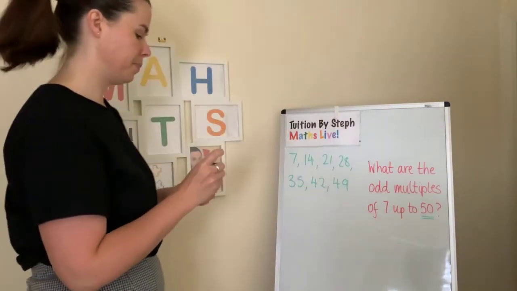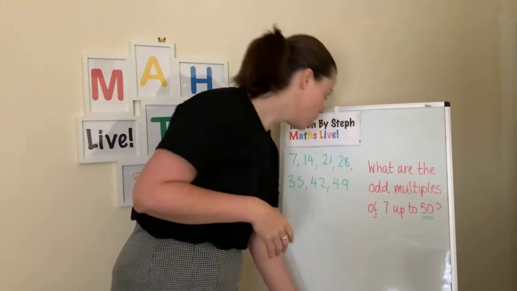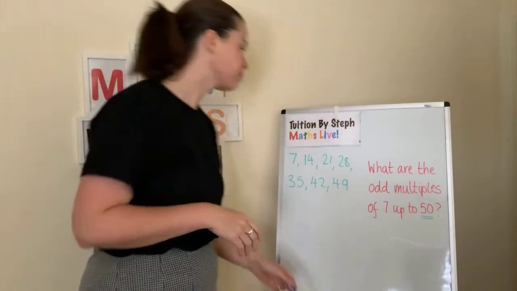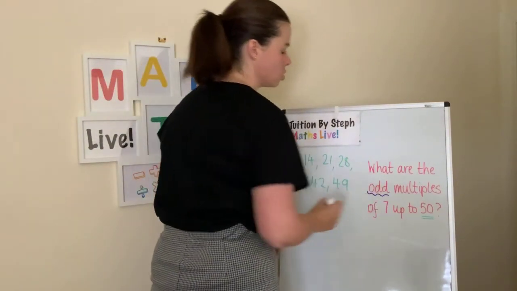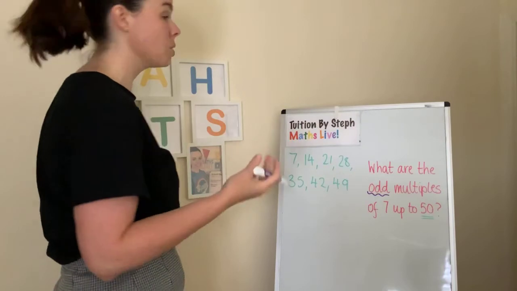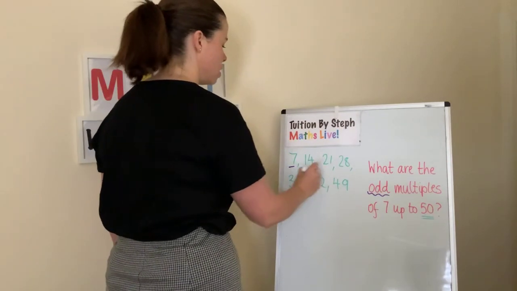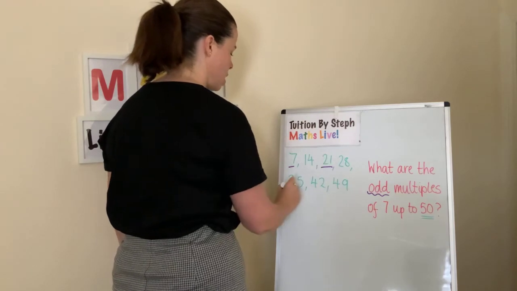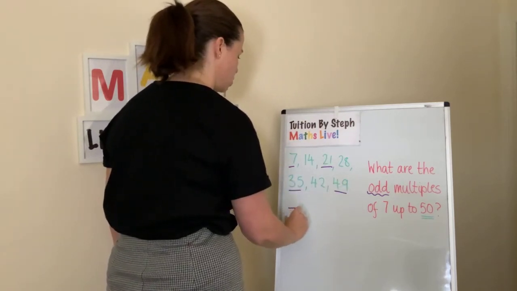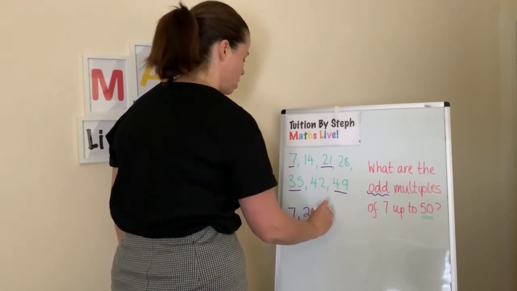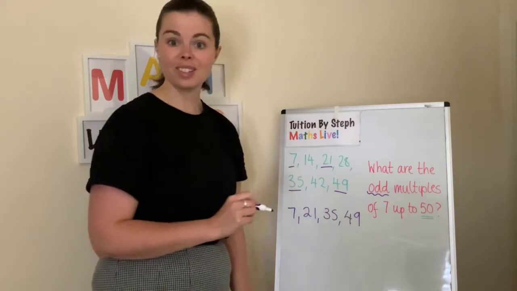at 49. So those are the multiples of 7 up to 50, but the question asks what are the odd multiples of 7? So we only need the odd numbers. So we've got 7, 21, 35 and 49. If you got those, well done. Excellent.